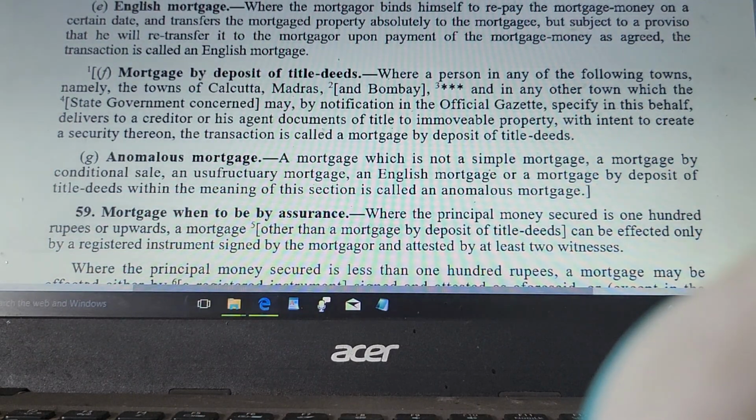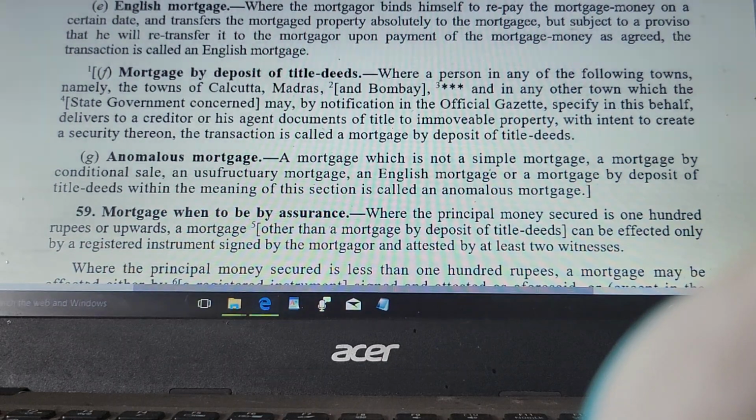(g) Anomalous mortgage. A mortgage which is not a simple mortgage, a mortgage by conditional sale, a usufructuary mortgage, an English mortgage, or a mortgage by deposit of title deeds within the meaning of this section is called an anomalous mortgage.